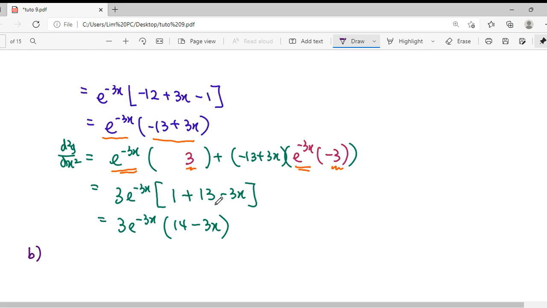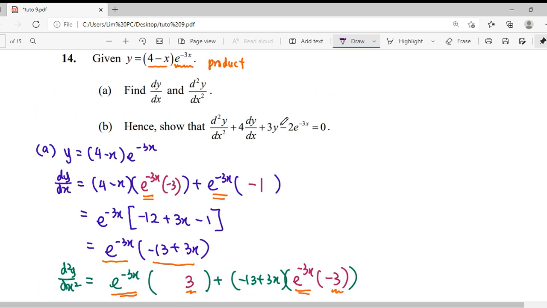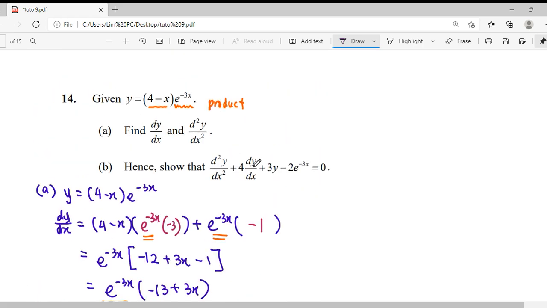Then we will go for question B. They ask us to show. So since our question here is an explicit question, as we know, when we show here, we have two methods. One is the substitution method, and the other one is the multiplication method.